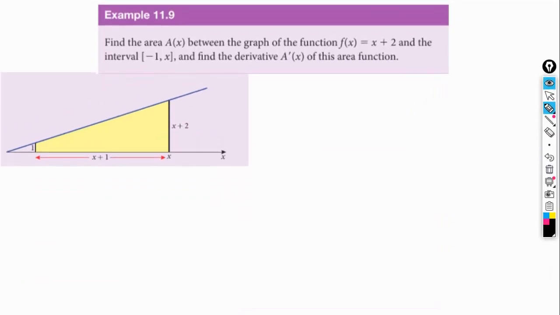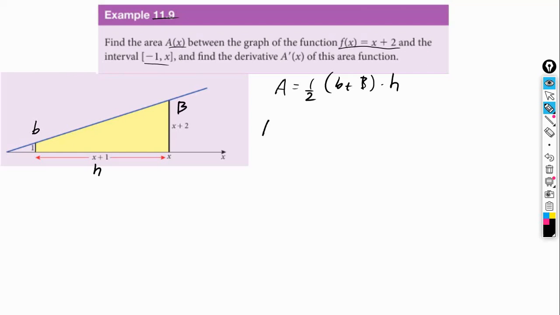Very well, so next we have example 11.9, and it says find the area, A of x, between the graph of the function f of x equals x plus 2 and the interval from -1 to x, and then find the derivative of this area function. Remember that the area of a trapezium is equal to 1/2 times the small base plus the large base, times the height. So if we flip this around, notice that we can call this the small base, this would be the large base, and this here would be the height.